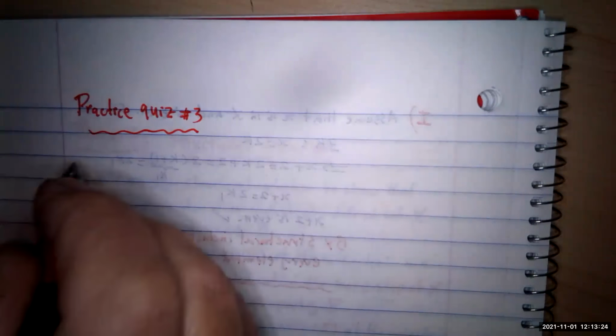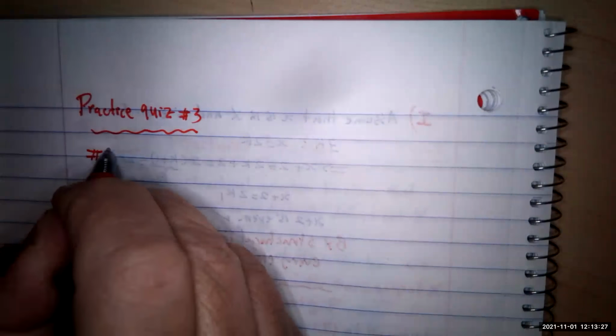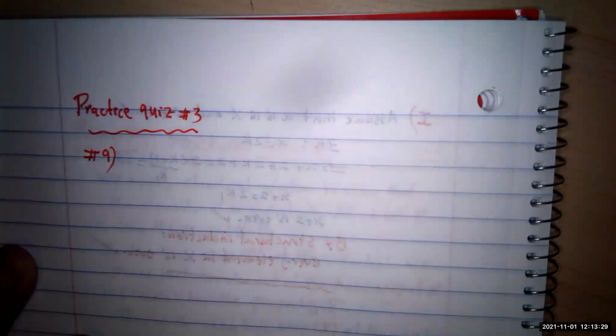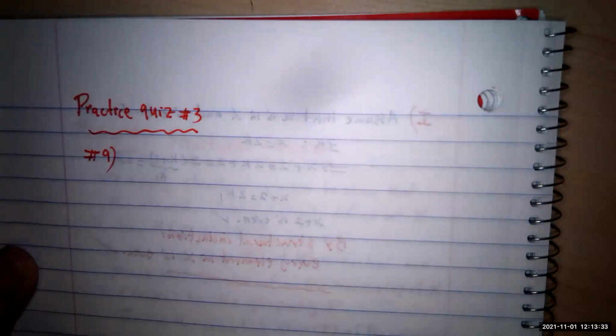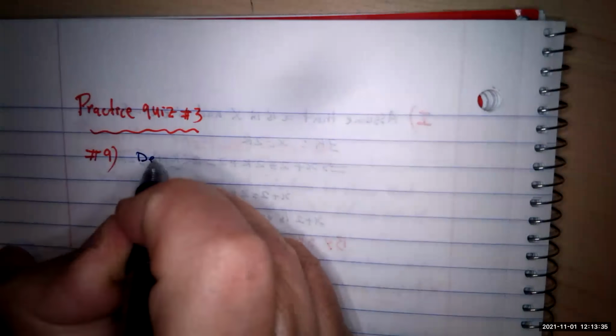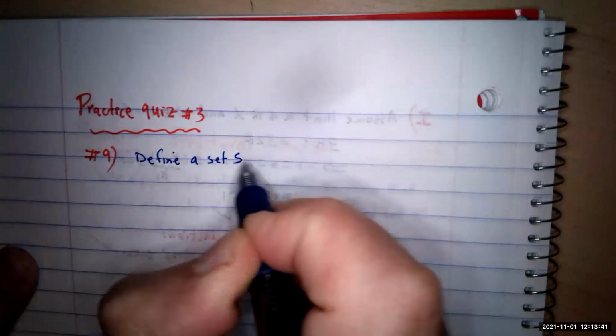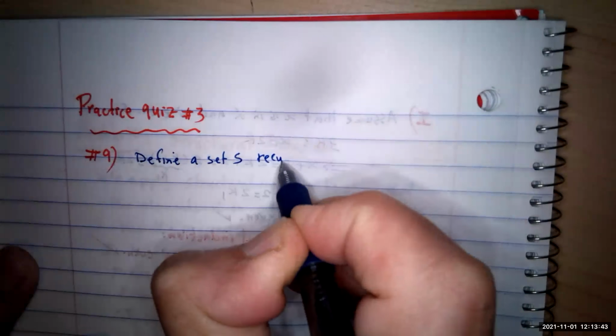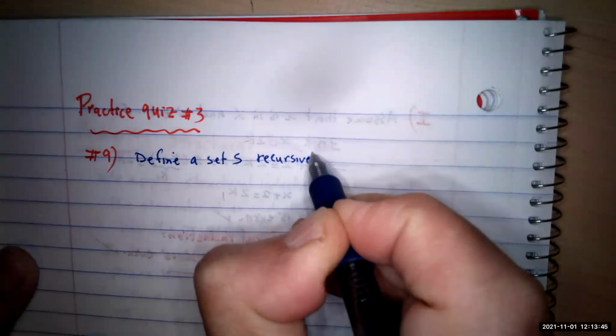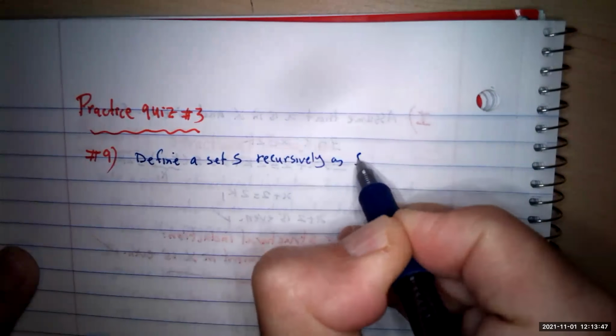Okay, I explained number 9. Number 9: a set S is defined recursively as follows.